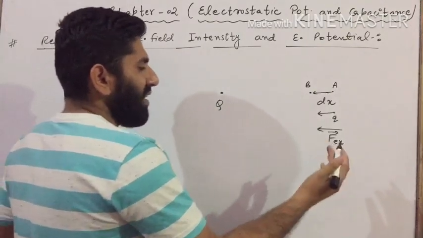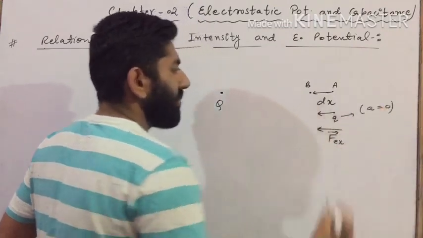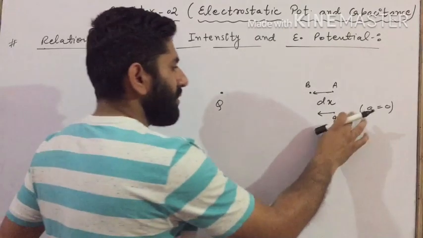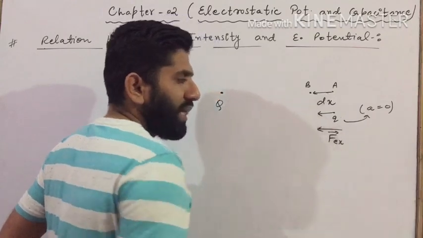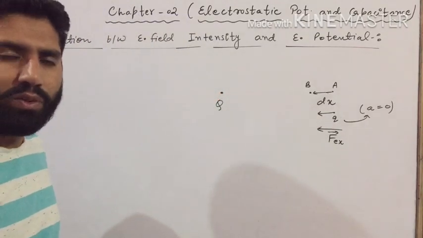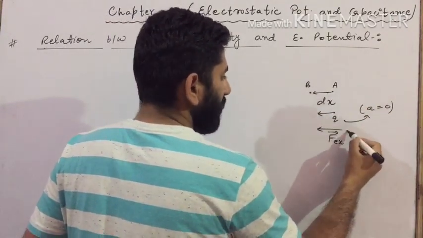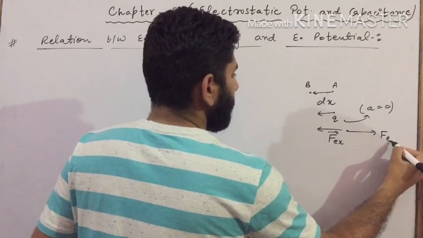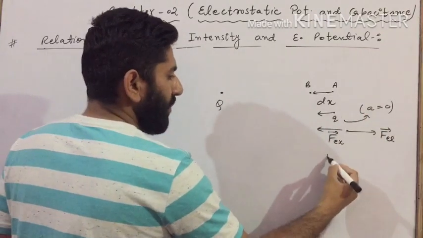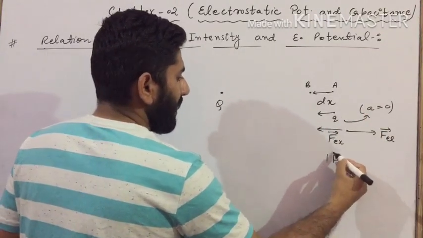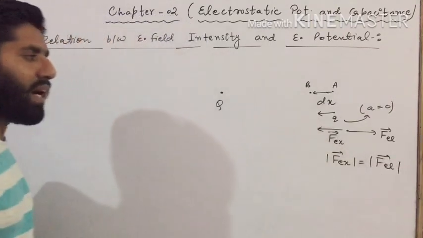And again I will consider that while I am moving this charge, I keep the acceleration to be 0. So if acceleration is 0, what does it mean? It means this external force must be equal to the electrostatic force, so that the net force becomes 0. And what is the direction of electrostatic force at this point? So the electrostatic force will be just in opposite direction. So to keep the acceleration 0, again we have to follow this condition that external force and electrostatic force must have equal magnitudes.